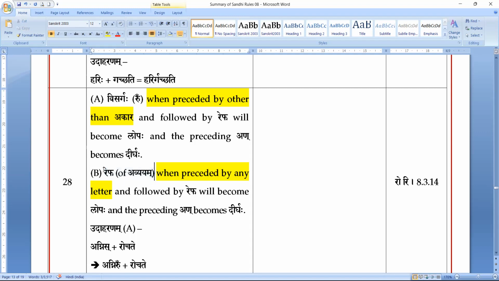Now that repa, when preceded by any letter, followed by repa, what will happen? That will also become lopa, and the preceding vowel becomes dirgha. The same thing only, right? Same thing only. Then why are you writing into two? Why don't you say just ru or repa? No, I've written for a purpose. What is that thing? You see now.